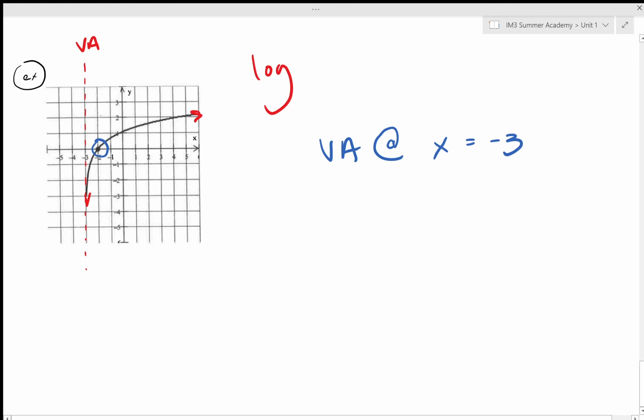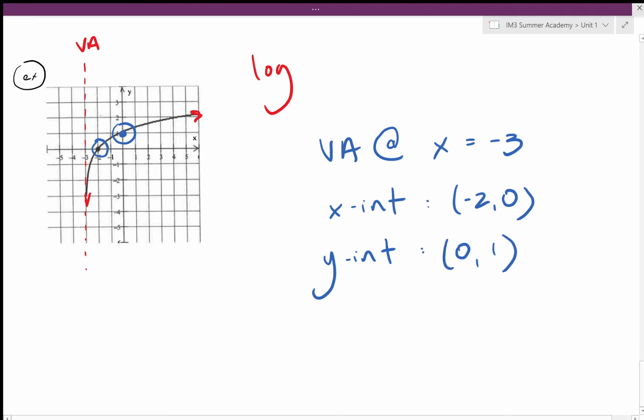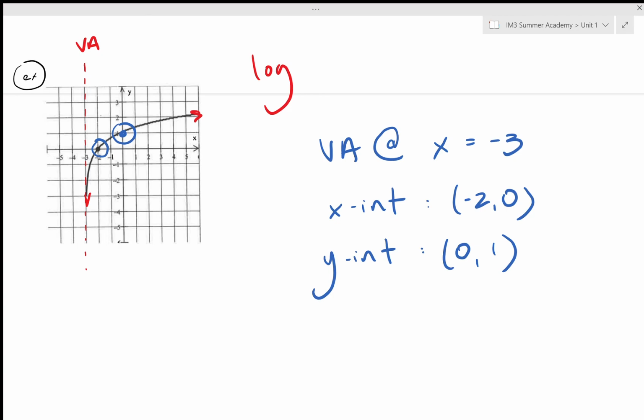There are multiple intercepts this time. We have an intercept right here. That's an x-intercept happening at (-2, 0). And in fact, there is another, a y-intercept, because it does cross the y-axis this time at (0, 1). Domain and range. Last thing we're going to fill out.